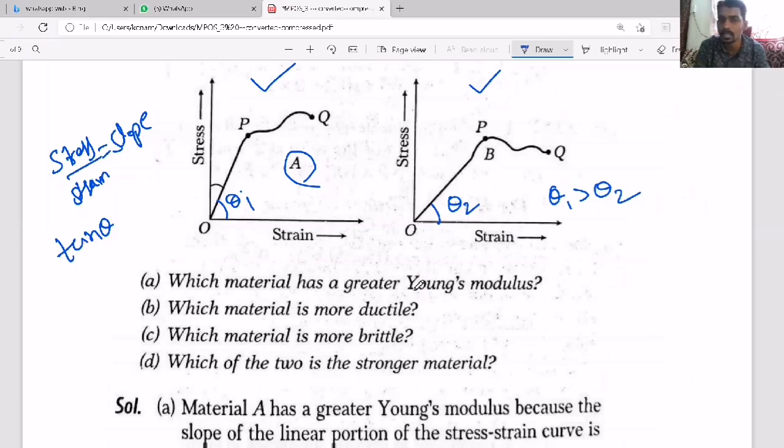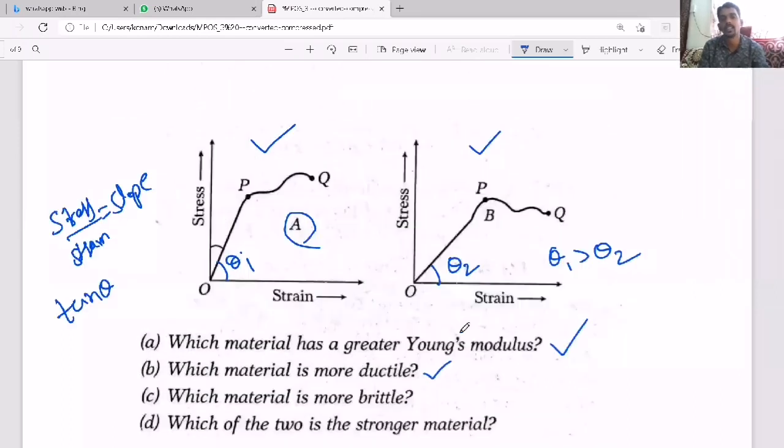Because the modulus of elasticity, stress by strain, is equal to the slope of the graph. That is the first question. Now, which material is more ductile?